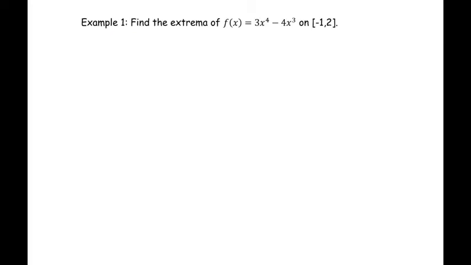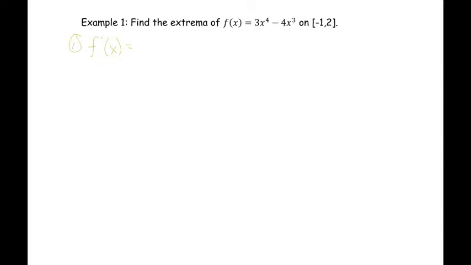In this example, we have this function, which is f of x equals 3x to the fourth minus 4x cubed on a closed interval from -1 to 2. I know this function is continuous because all polynomials are continuous. So step 1 for this graph is you're going to find the derivative, find f prime, and you're going to set it equal to 0 or find where it's undefined. In this scenario, there isn't going to be a place where it's undefined, so we're just going to be setting it equal to 0.